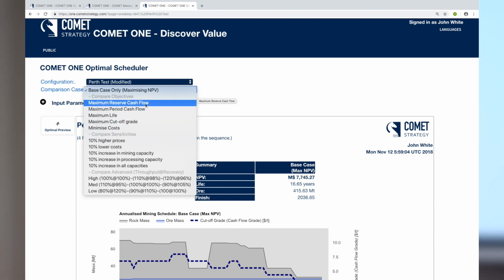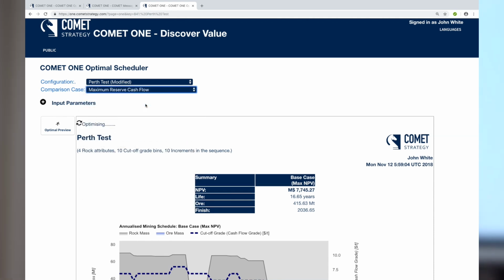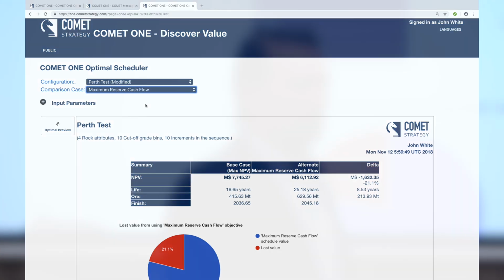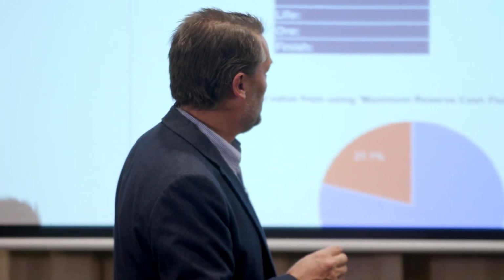If we pick the reserve cash flow, the reserve cash flow is like, how do you make the most money from every little bit of the reserve? So really what will happen is you'll go down to a break-even cut-off grade, and if a bit of rock can make you money, then that's the schedule that we'll do.